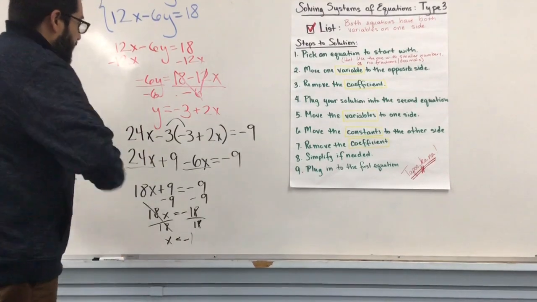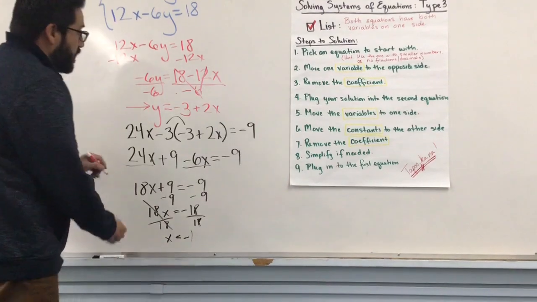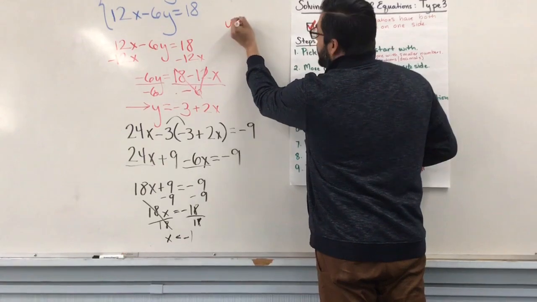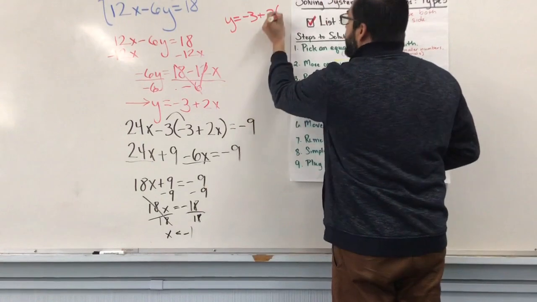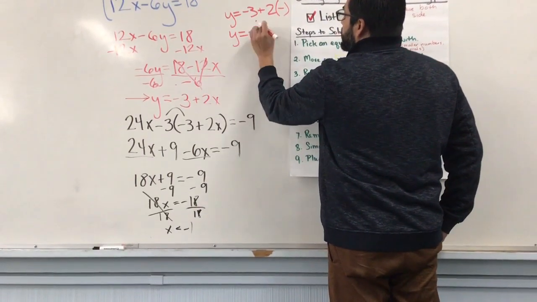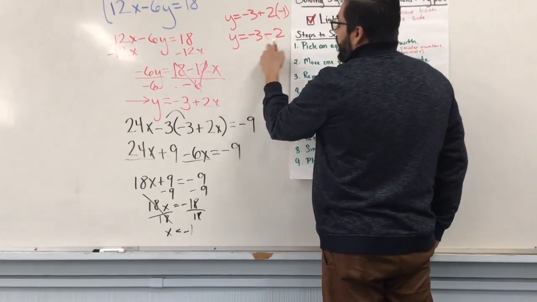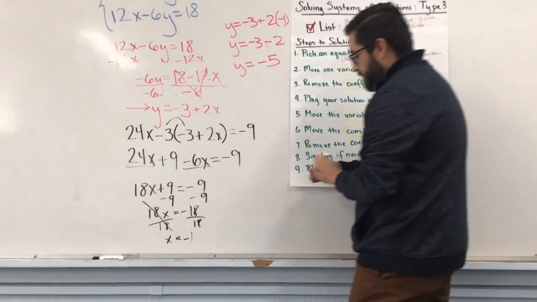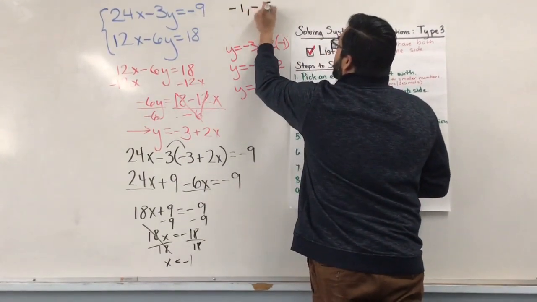So now I have my x, I can plug it into this equation because I solved for y. So I'm going to do that up here where you can actually see something. y equals negative 3 plus 2 times negative 1. So y equals negative 3 minus 2. Sorry, there should be a 1 there. And that gives me y equals negative 5. So my answer is negative 1, negative 5.